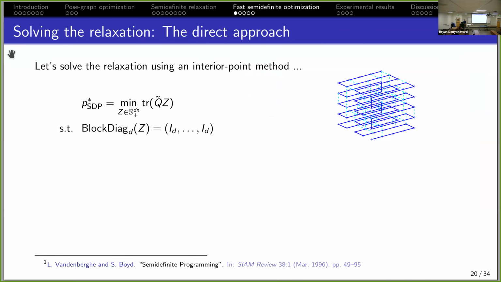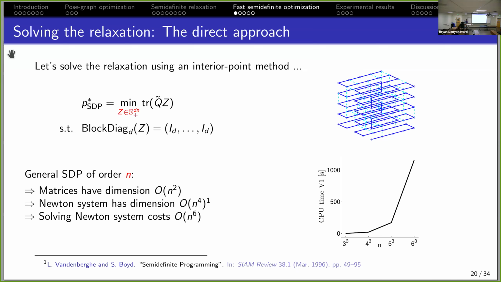Okay, so in principle, what that theorem tells us is that all we have to do is just solve this relaxation and then we're done, right? We get the answer. So that's great. So now I'm just going to take my favorite interior point method for SDP, plug this relaxation into it, and then solve it. Right?